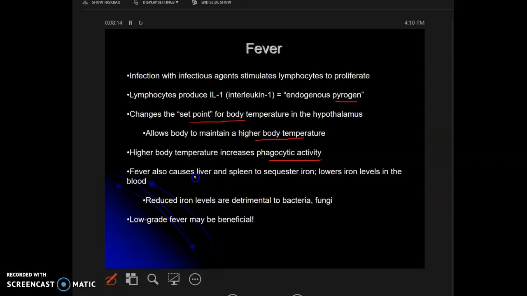This will also cause liver and spleen to sequester, lower the iron level in your blood, which is detrimental. Plus, a fever is going to do what? It's going to kill the bacteria and fungus, right? So you see this all the time at home. You wash it with hot water to sanitize, right? It will kill the pathogens.